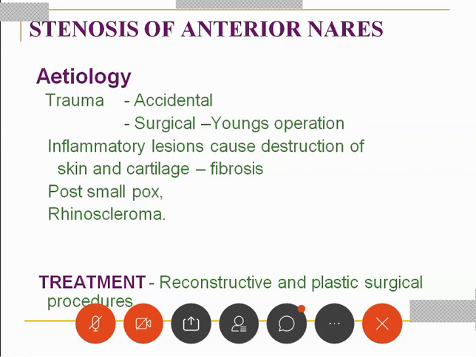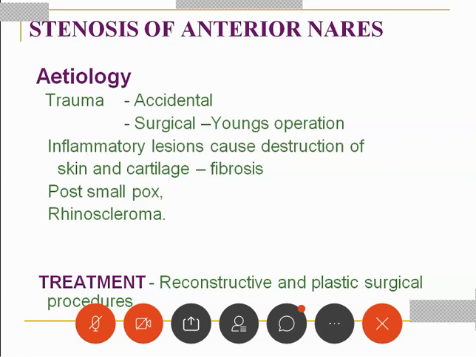And the inflammatory lesions, as I told you, cause destruction of the skin and cartilage, that is fibrosis. Inflammatory lesion, any inflammatory lesion at the anterior part of the iris. And post smallpox will also lead to rhinoscleroma. Rhinoscleroma is a destructive disease, a benign destructive disease, which might turn into malignancy at a later date in the nasal cavity, which might cause the destruction of the whole nasal mucosa and cartilage and its bones.